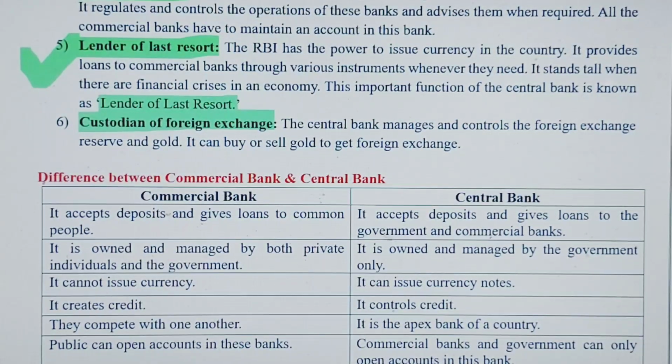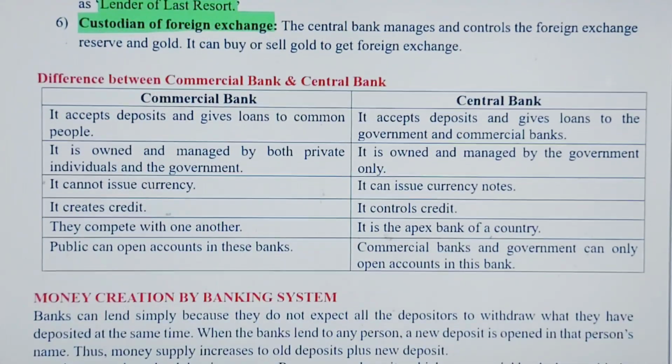So these are the important functions. Now let's move on to the difference between the commercial bank and central bank. Very easy question. If you get it in the exam, then we can easily write. A commercial bank accepts deposits and gives loans to common people, whereas a central bank accepts deposits and gives loans to the government and commercial banks.